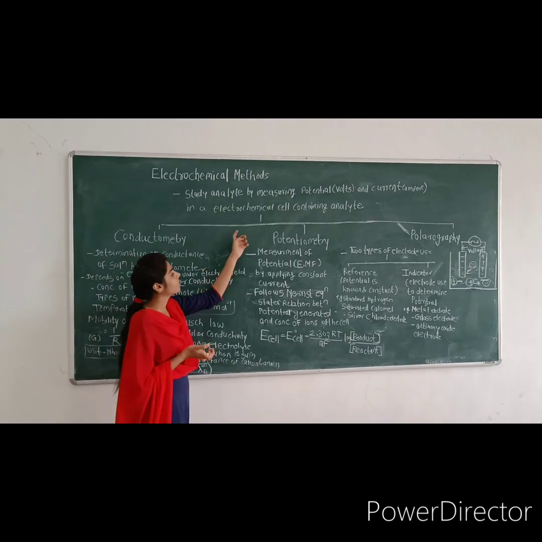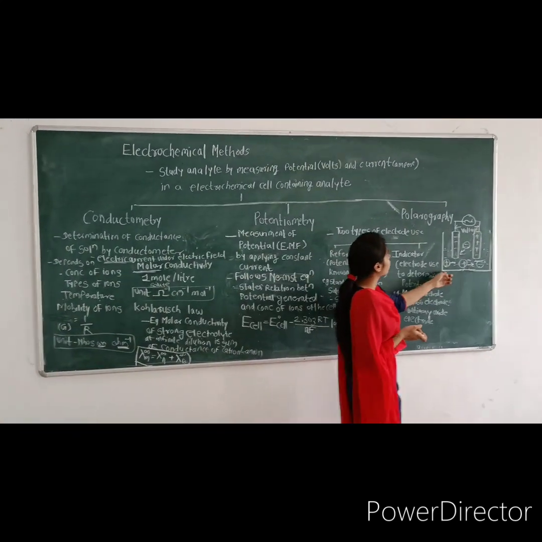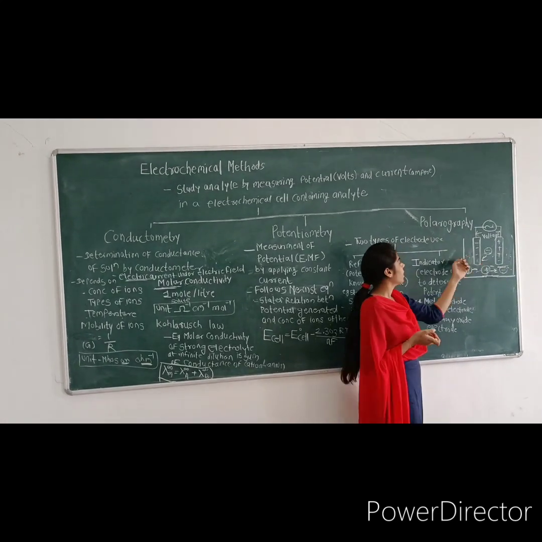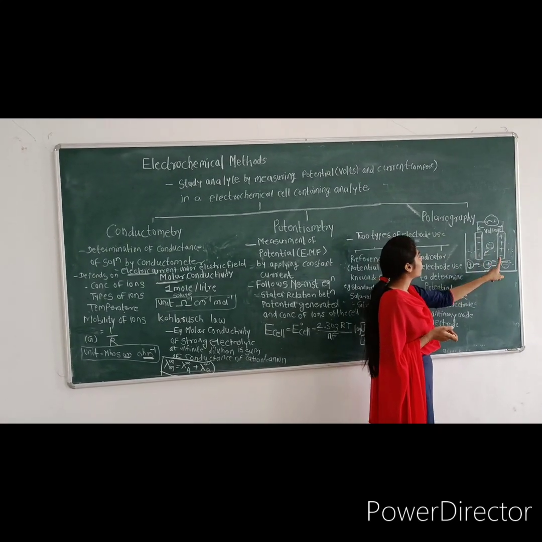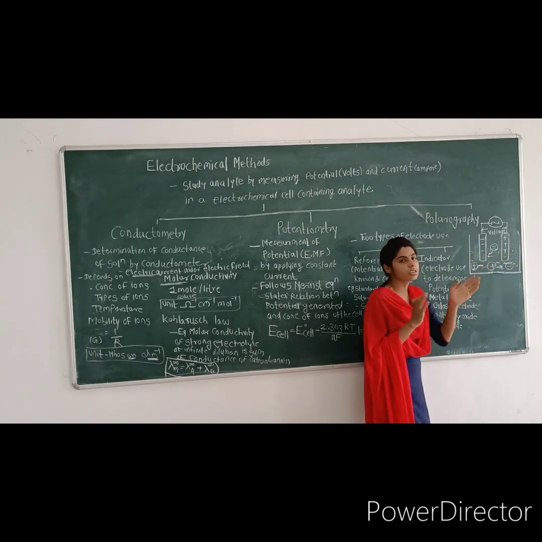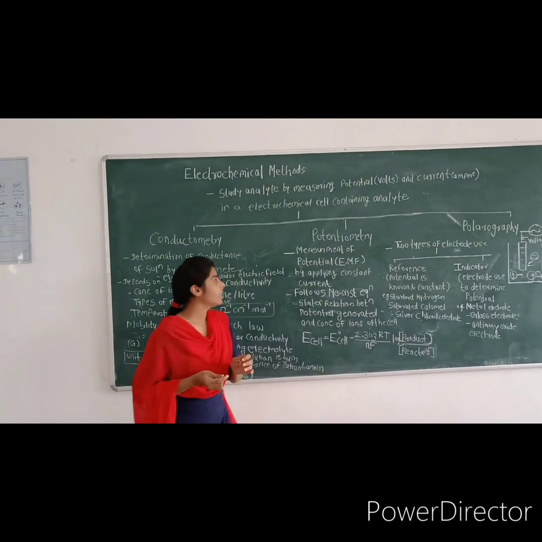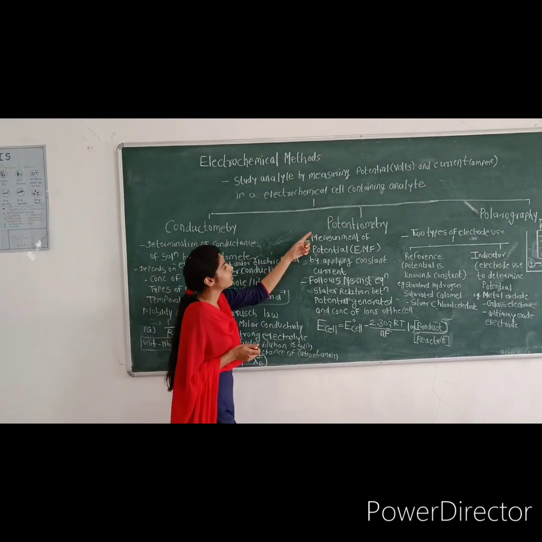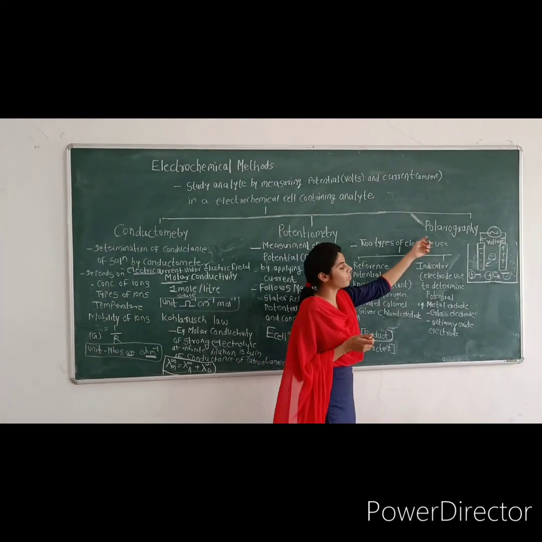In the electrochemical cell, see here, this is the electrochemical cell. In that, this is your electrolytic solution, and we estimate this by using a current voltage graph. These methods are divided into three types. First is conductometry, second is potentiometry, and third is polarography.